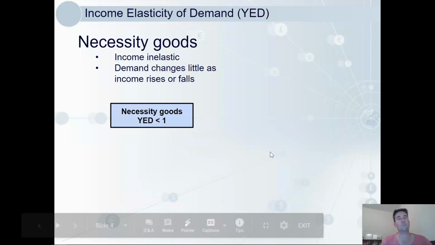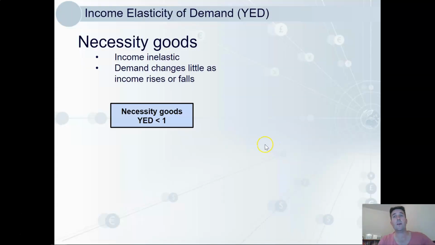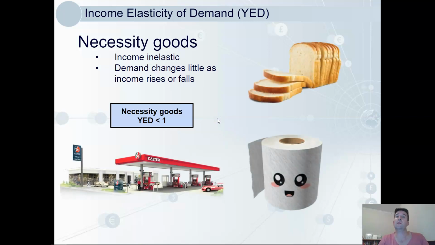Here, we also introduce two new classifications of goods. Necessity goods will have income inelastic demand. Demand will be relatively non-responsive to a change in income. If your income doubles, how much more toilet paper are you really going to need? How much more bread? How much more petrol? So you might buy more, but it's not going to be much at all.